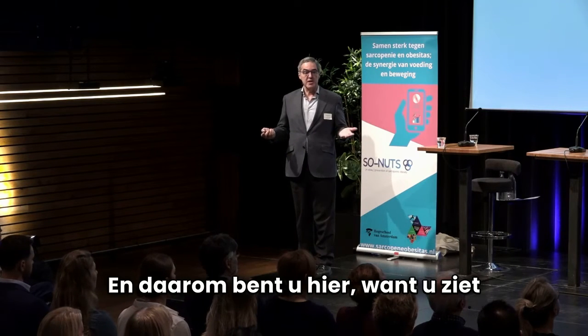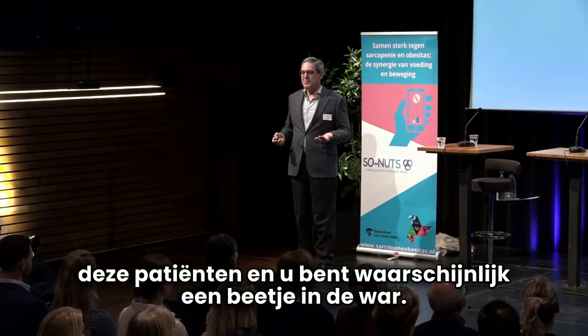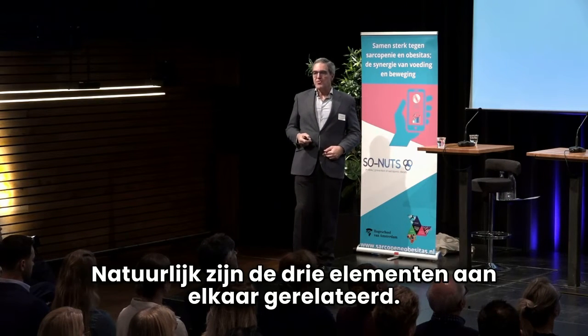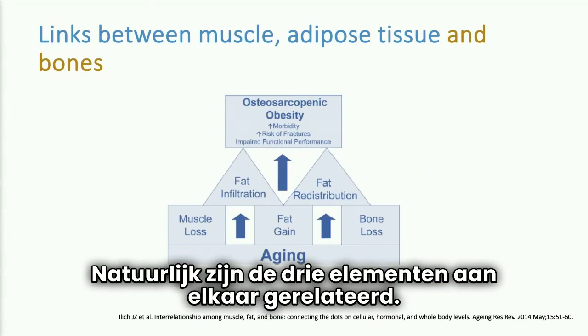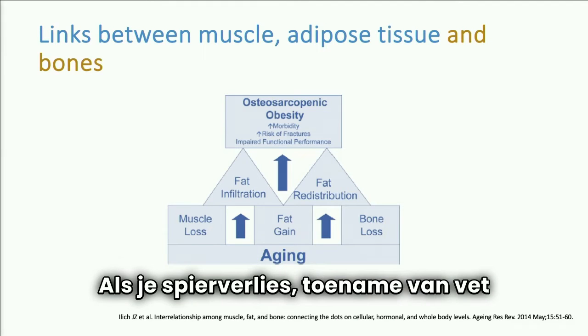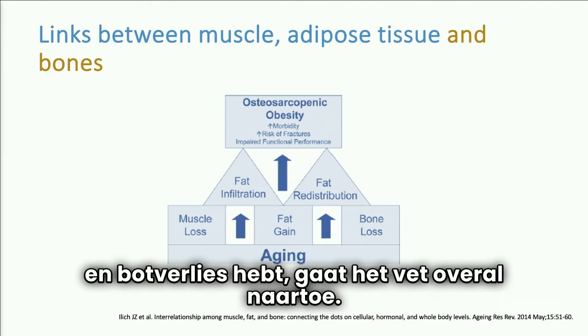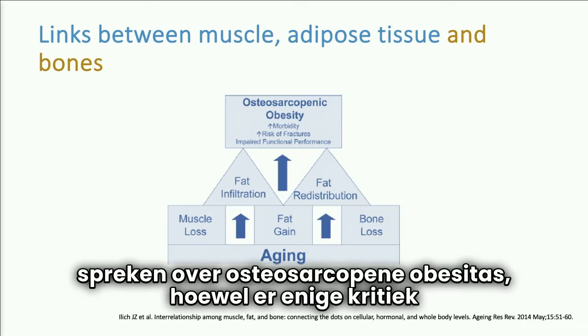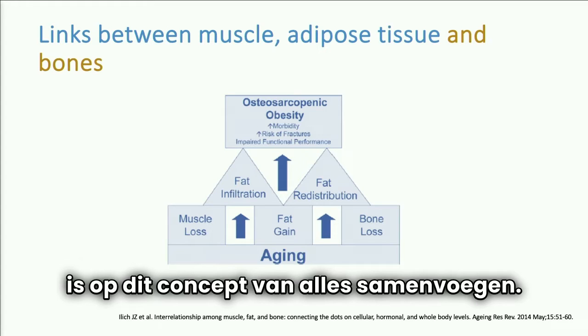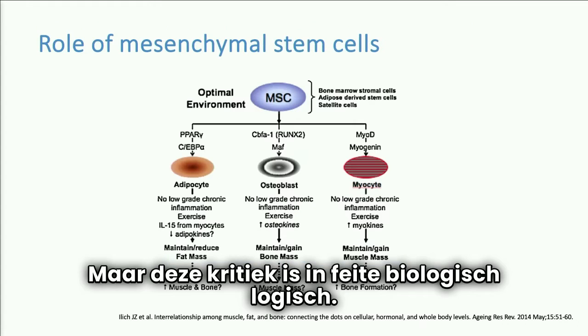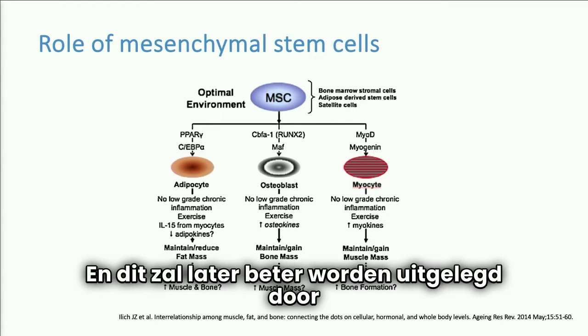And that's why you are here, because you're seeing these patients and you're probably a bit confused. Of course, the three elements are related. When you have muscle loss, fat gain, and bone loss, the fat goes everywhere. And in fact, there are some people who discuss osteosarcopenic obesity, although there's some criticism of this concept of blending all this together.